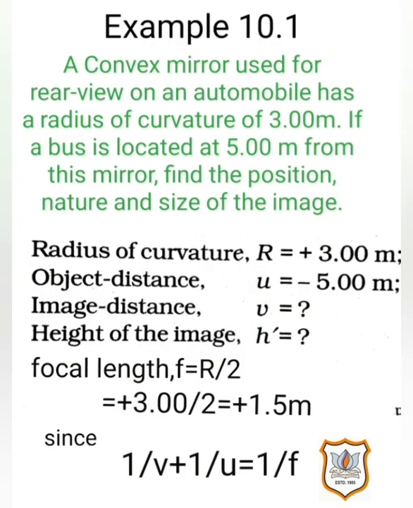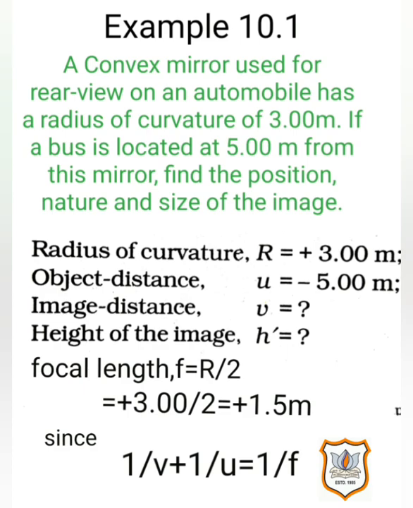Now, some textual and in-text numerical questions. So let us start. Example 10.1. A convex mirror used for rear view of an automobile, that means the side glass of an automobile, has a radius of curvature 3.00 meters, that is 3 meters. If a bus is located at 5.00 meters, or we can say 5 meters, from this mirror, find the position, nature and size of the image. Let us start the solution.